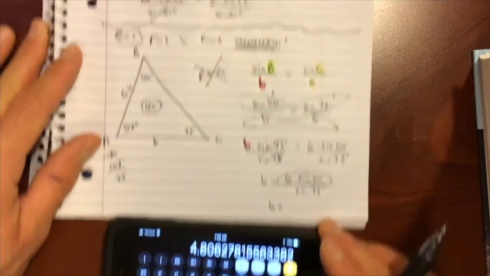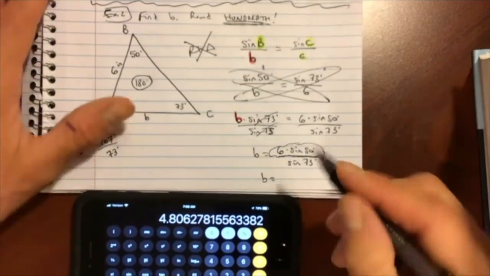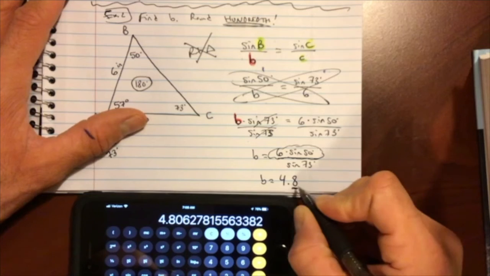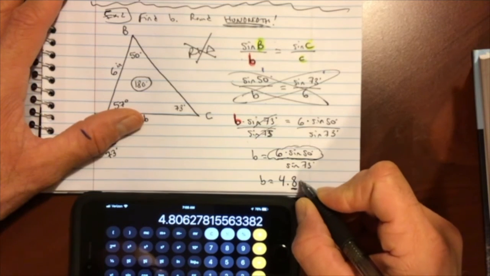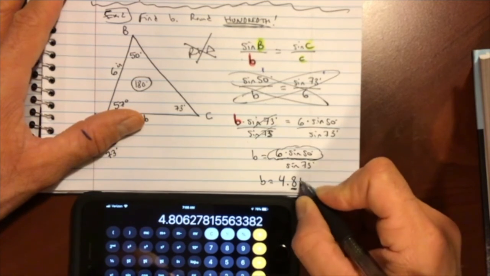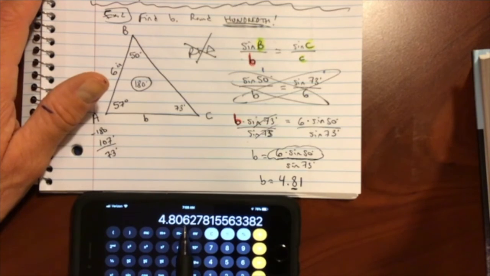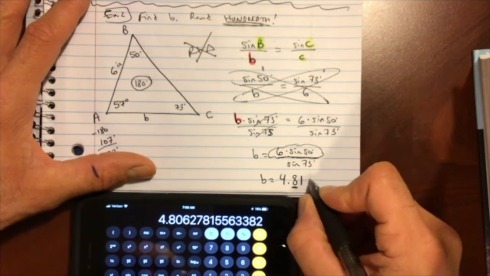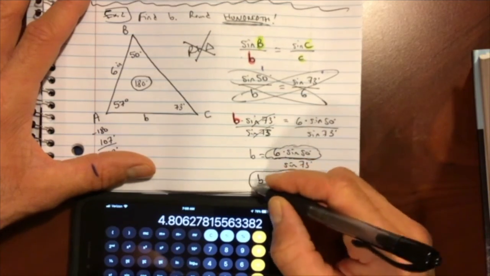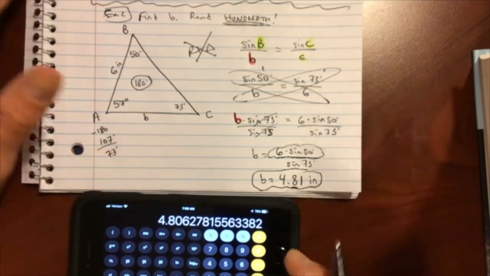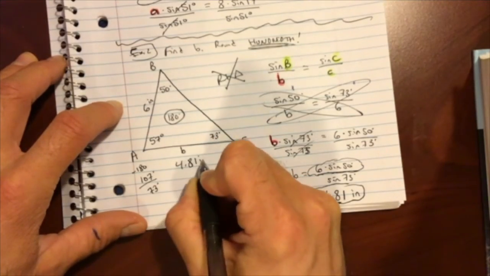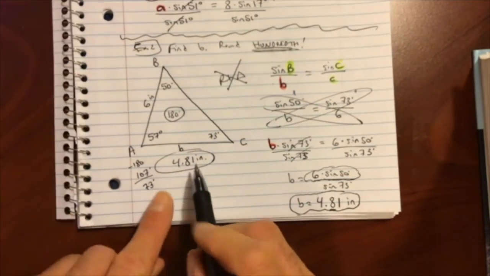Round to the nearest hundredth. 4.8. That's the tenths place right there. Hundredths place is right next to it. I'm not going to write 0. Come on, we all know how to round. That 6 is going to kick that 0 up to a 1. 4.81. I rounded correctly. Let's put units, inches, underneath it. There we go. Little b, 4.81 inches. Does that make sense?